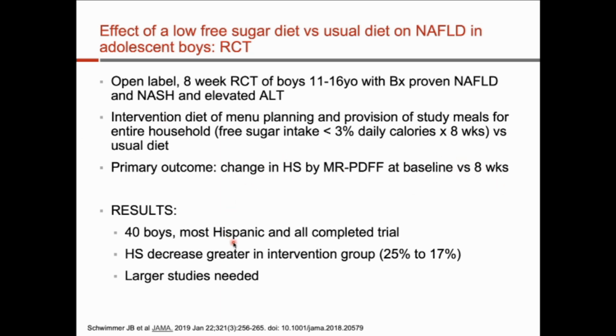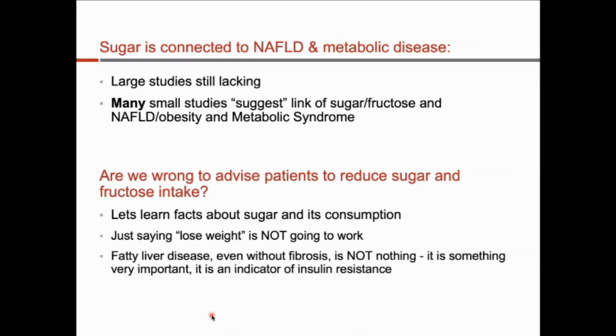And they found that of these 40 boys, most of whom are Hispanic, all completed the trial, but the degree of hepatic steatosis loss was greatest in the intervention group. So it was evident to show that just having these adolescents significantly reduce their sugar intake will have a benefit in as quickly as 8 weeks in improving fatty liver disease. And of course, the recommendations are larger studies are needed.